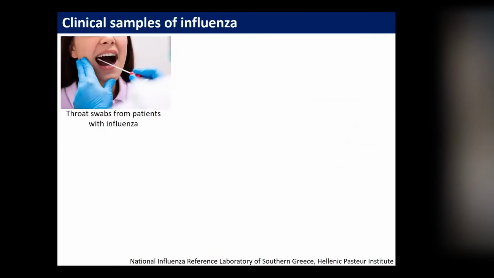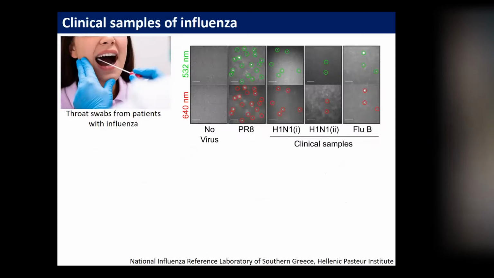And we moved on to look at clinical samples of influenza. So these are throat swabs that were provided by our collaborators in Greece. And for this labeling, because the concentration of virus in these samples was a lot lower than the samples that we'd been using previously, which were laboratory grown strains, we actually used 2 colors to label the virus.